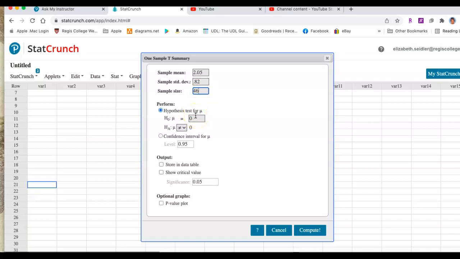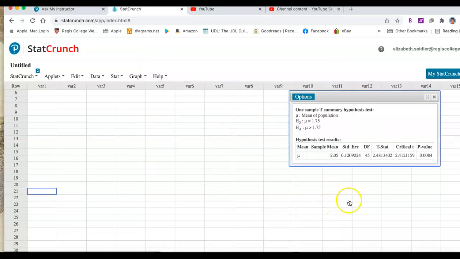I'm doing a right-tailed test for a mean of 1.75, testing whether, because of the sample we took, they live longer, so greater than 1.75. I'd like to know my critical values, and I'm going to use an alpha of 0.01. So I will compute this right here. Okay, so my t statistic is 2.48.